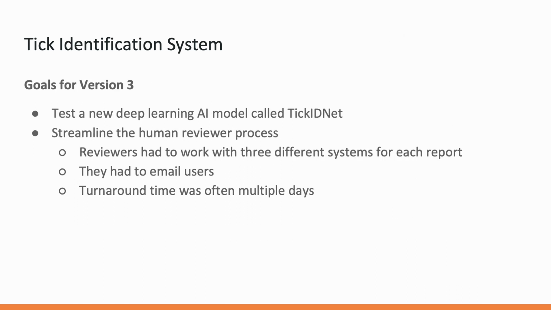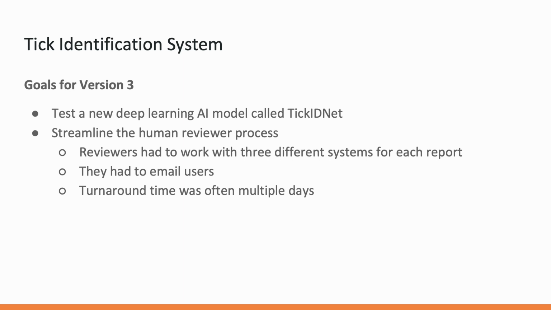Then, at the beginning of 2023, the team met to discuss updates to the tick identification system. We created 2 goals for the next version. First, a student researcher from UW-Madison had recently released a deep learning AI model called TickIDNet, and the team was interested in trying to integrate it into the system to see how well it could do at automatically identifying ticks. We also wanted to reduce the amount of work that human reviewers had to do.